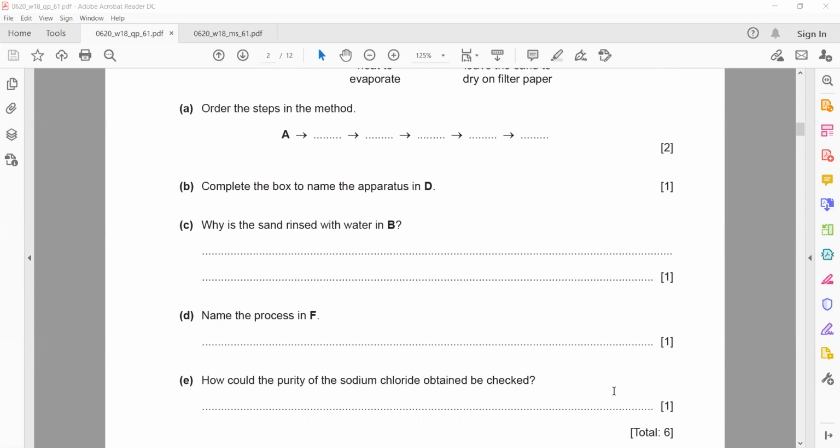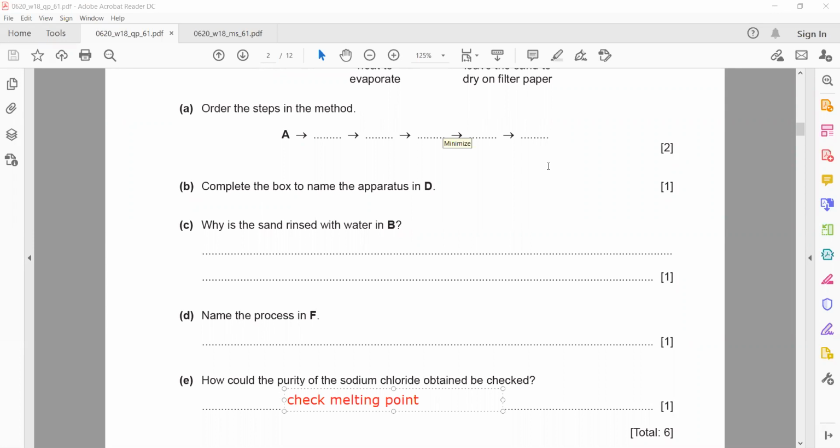Chromatography is used when you are testing whether a mixture has two or more different colors or dyes, mainly liquids. Sodium chloride is a solid, and you want to check the purity of a solid. So the technique we use to check the purity of a solid is the melting point. We will check the melting point.